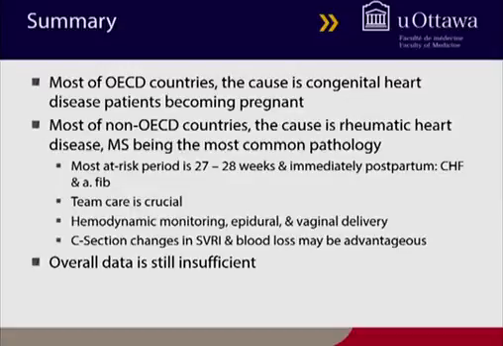So, in summary, in most of the OECD countries right now, the cause is congenital heart disease for patients coming with heart disease during pregnancy. But in most of the non-OECD countries, the cause is rheumatic heart disease, and mitral stenosis being the most common. Now, for the sake of time, I did not go into all the other causes of cardiac diseases. We've had to manage Marfan syndrome. We've had to manage, because then we have the aortic insufficiency, we've had to manage coarctation. Those I'm not touching because of the time.